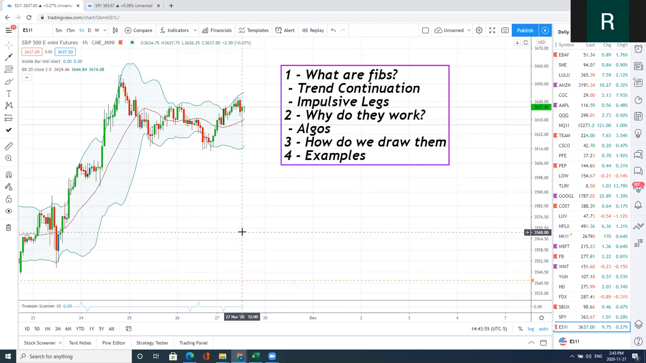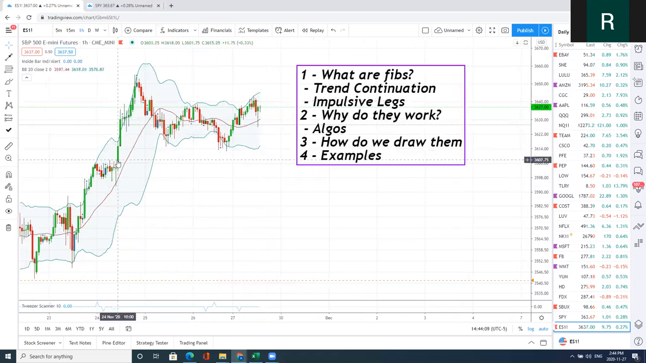So we talked about fibs being trend continuation. We talked about the impulsive legs. We talked about why they work. And now I'm going to draw a few examples, and I'm going to keep it short so that we can get to more in part 2, okay? But here are some examples. So let's look at the short for the S&P 500 on the hourly chart recently.